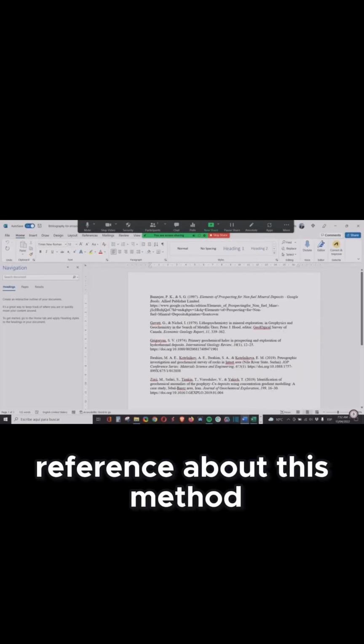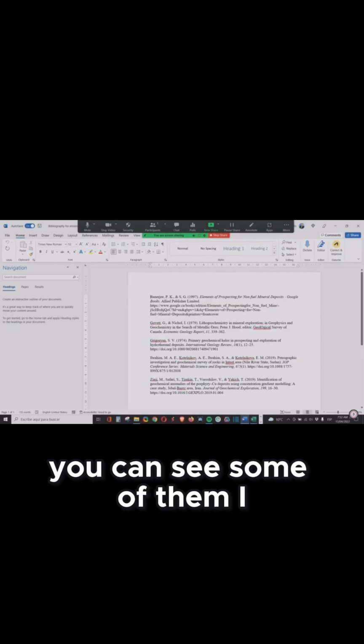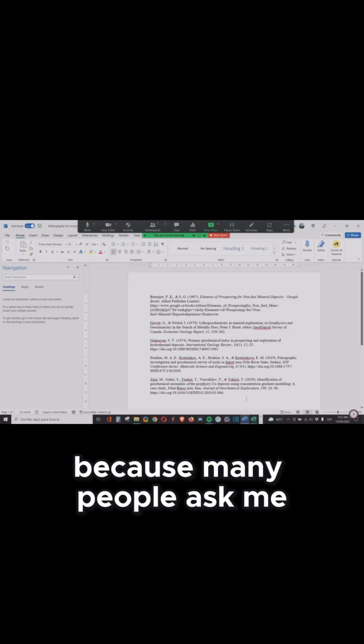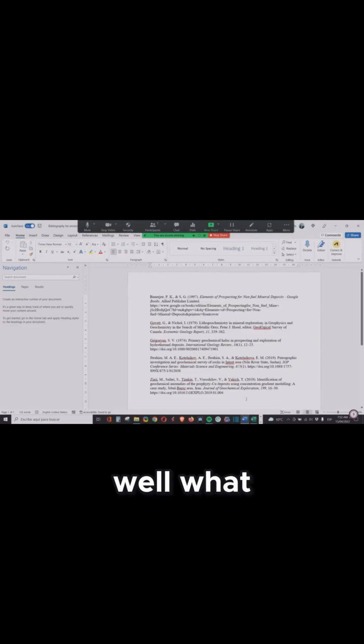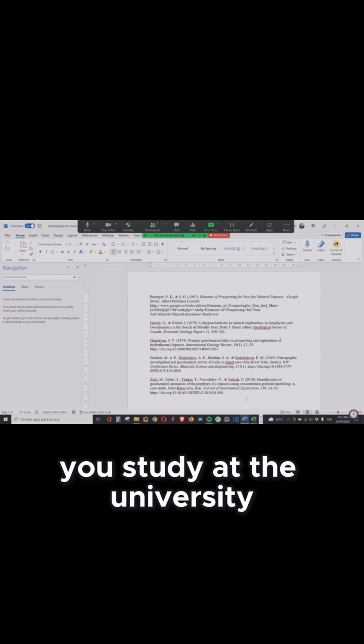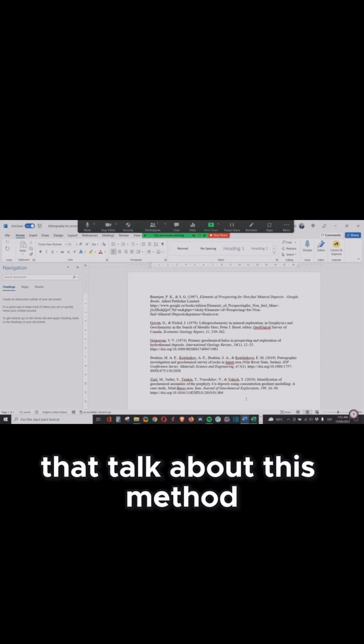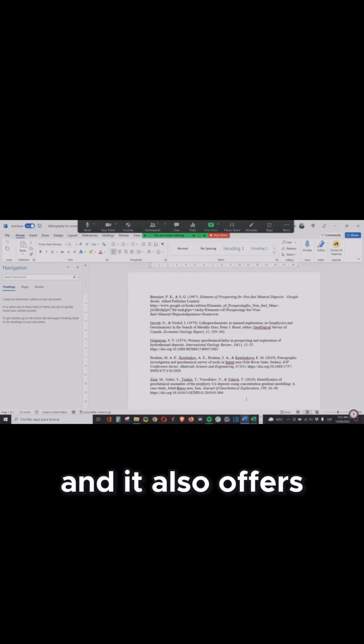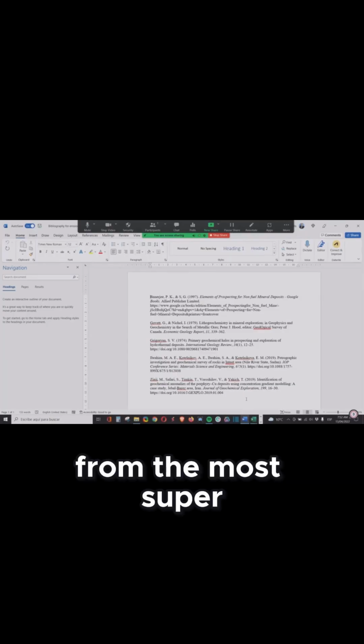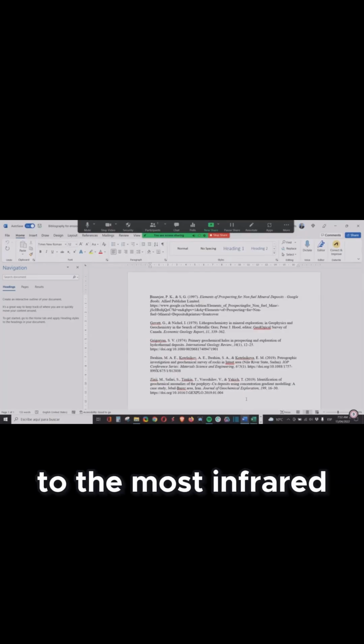Okay, so there is plenty of reference about this method. Here you can see some of them, because many people ask me, well, where can I find more about this? You studied at the university, but want to read it. So these are some of the books that talk about this method in detail. It also offers a list from the most supra to the most infra elements that you can use.